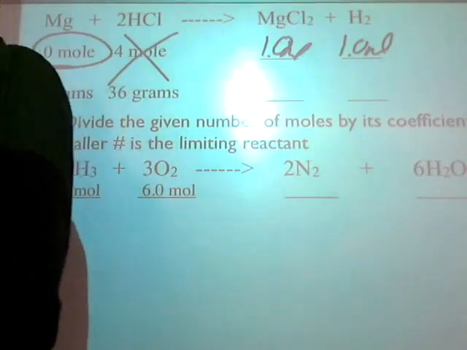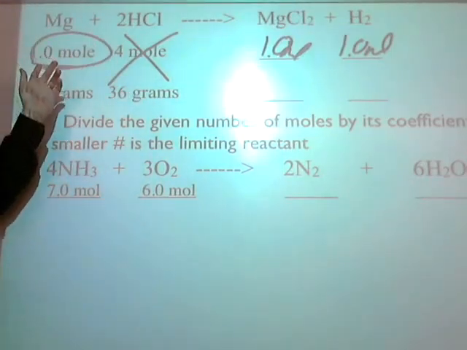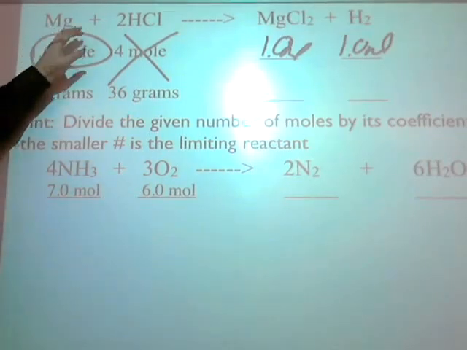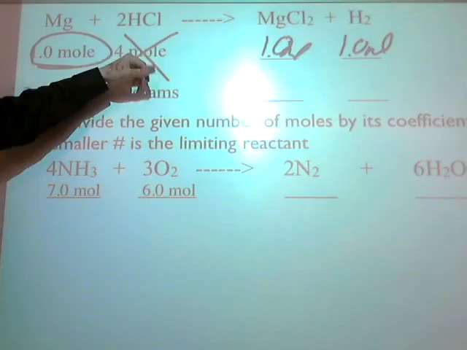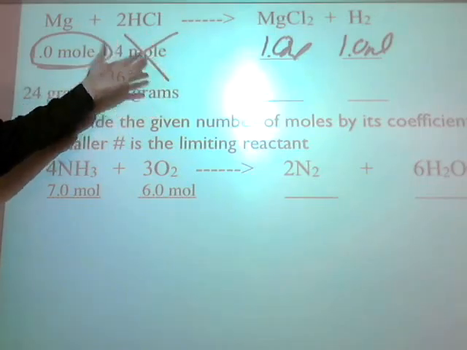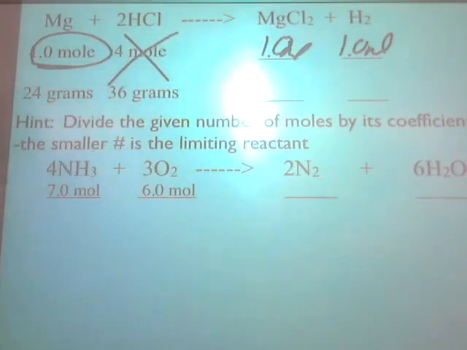All right? But if I did ask you how much of this was left over, what would you say? For every 1 mole of Mg, I would need 2 moles of HCl. So how much leftover HCl is there going to be in your container? I would have used up 2 moles, right? So there'd be 2 moles excess left over.